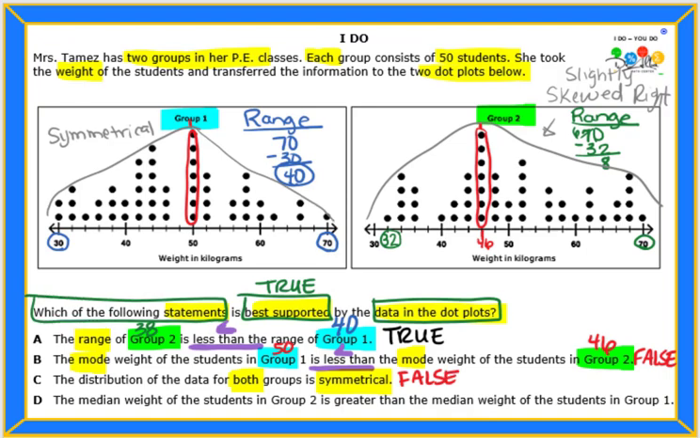Now let's look at our last statement, which is talking about the median for the students in group 2. They're saying that it is greater than the median for the students in group 1. The median is the number in the middle. In this case, we don't have to count them because they already told us each group consists of 50 students. If I divide 50 by 2, that's 25. So I'm going to find 25 dots from the beginning and see where I land.